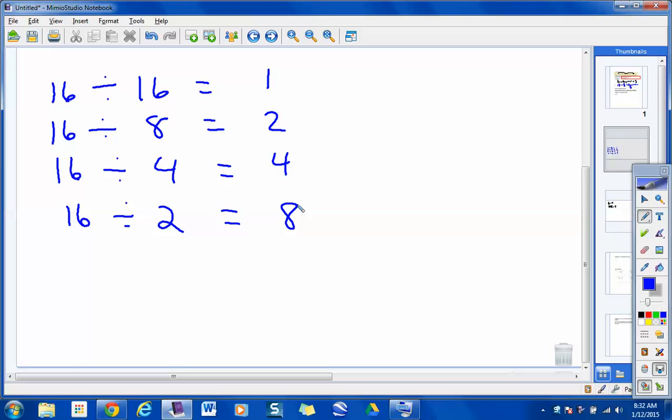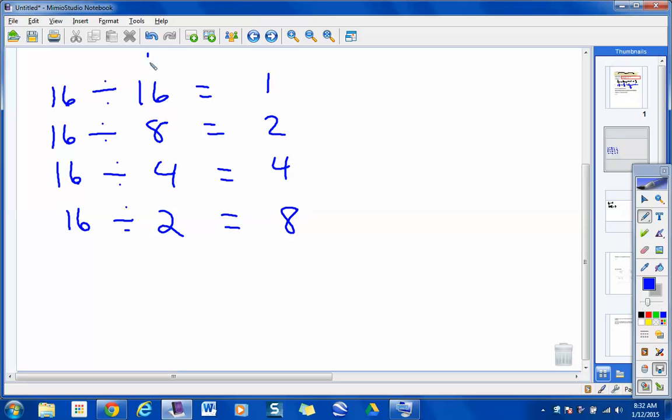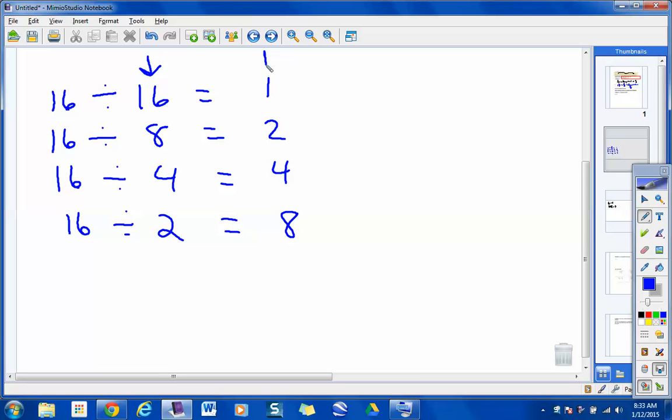What am I doing with this column right here? We're cutting them in half each time, right? As I cut them in half each time, what's happening to my quotient over here in this column? Well, it's getting bigger, so let's do this. Next one will be 16 divided by 1, right? Well, if my pattern holds true, this got cut in half to 1, the 8 should probably double to what?